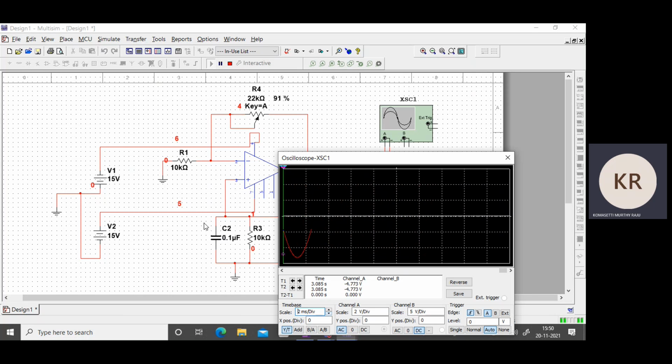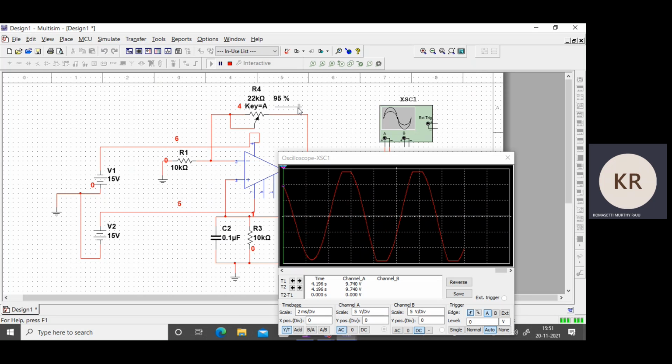At 20 here, 22 kilo ohms potentiometer is used. With the help of that variation, we will set the value is 20 kilo ohms. At the 20 kilo ohms only, we will get the sine wave like that. Pure sine wave. At the 88%, gain is not adjusted to 3. That is the reason here at the 93% gain is adjusted.